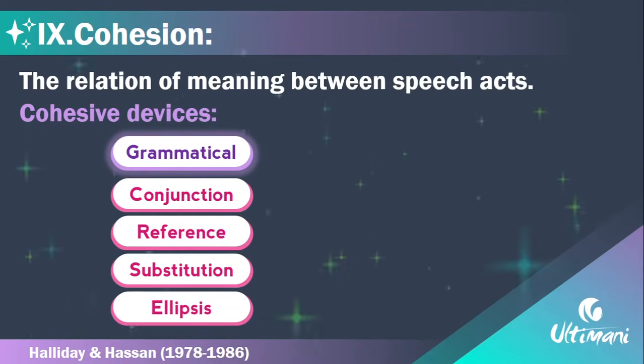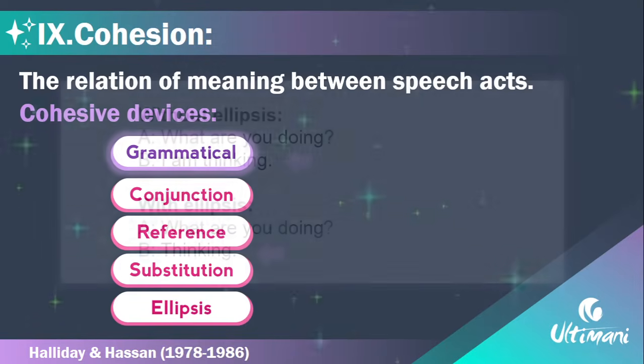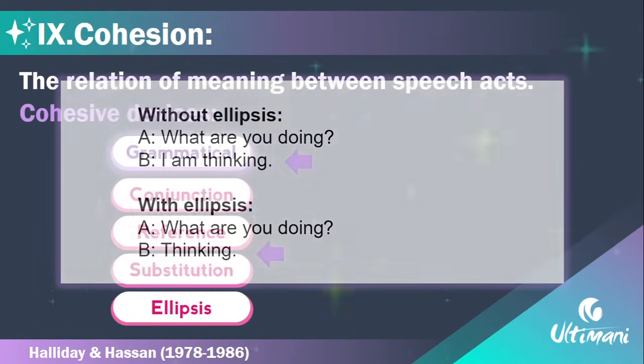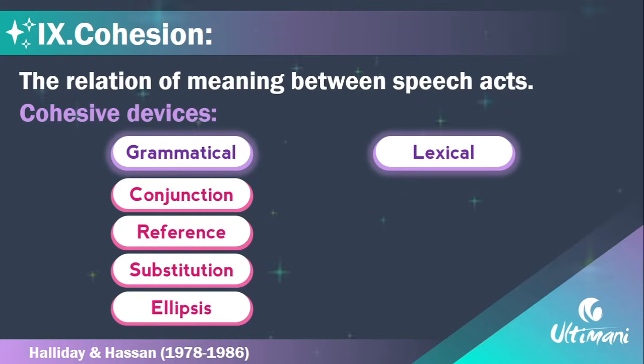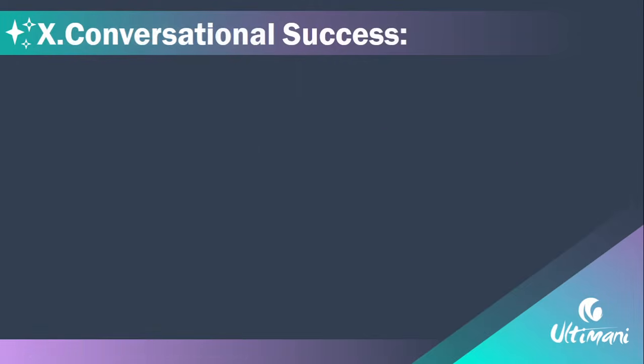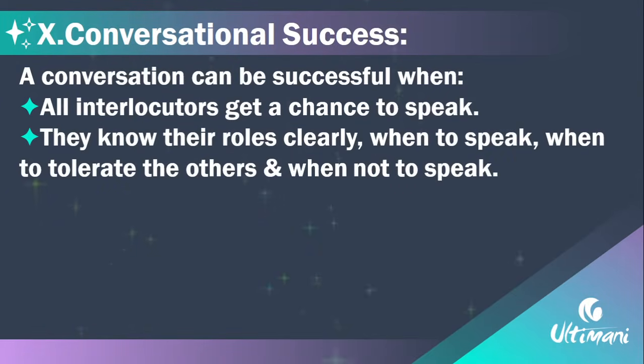And ellipsis, which is removing a part from the speech because that removed part can be understood just from the context. Also, cohesive devices can be lexical as well, being a reiteration or a collocation. Next is conversational success. A conversation can be successful when all interlocutors get a chance to speak and they know their roles clearly, when to speak, when to tolerate the others, and when not to speak.